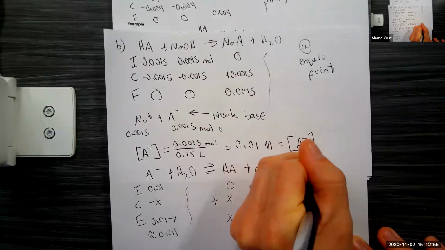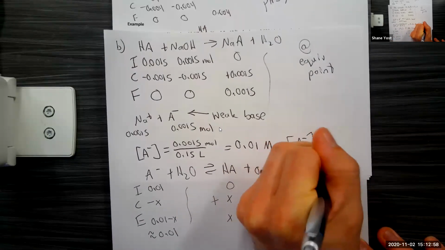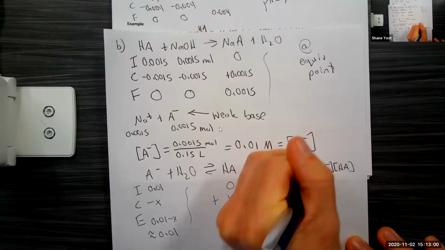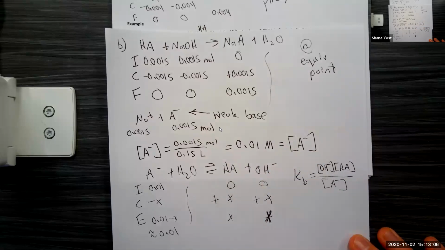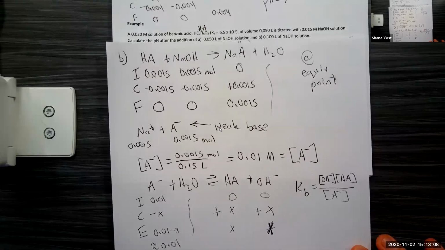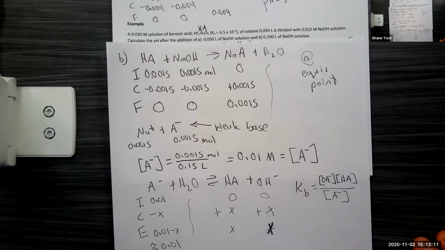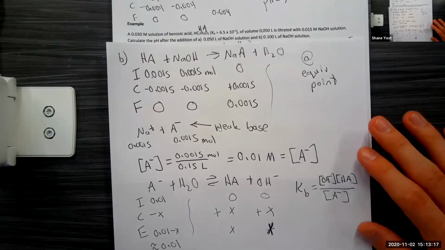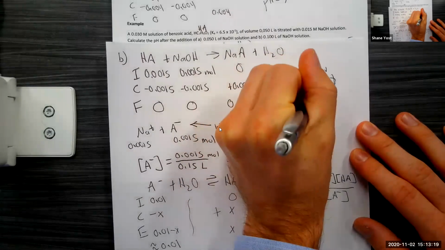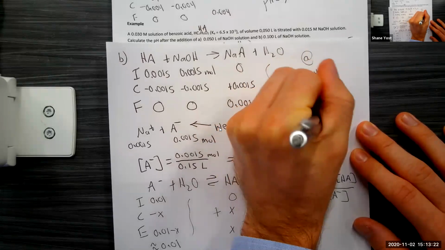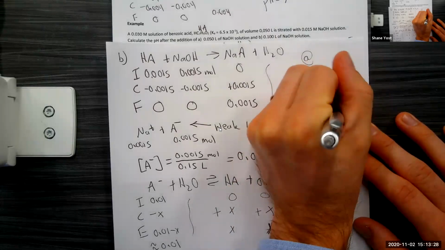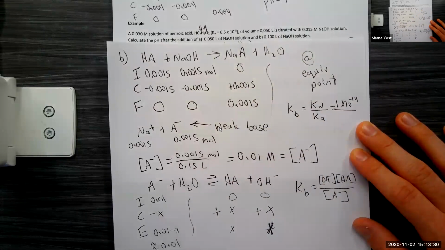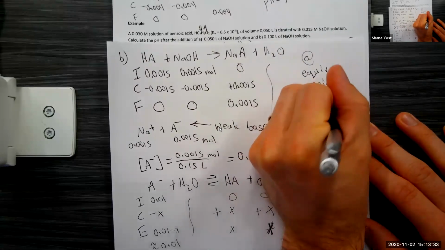Kb equals concentration of OH minus times concentration of HA divided by concentration of A minus, okay? Now the problem is, in this problem we're not given Kb. We're given Ka. So how do I calculate the numerical value of Kb? Exactly, from Kw divided by Ka, which is 1 times 10 to the minus 14, and then Ka in the problem is given as 6.5 times 10 to the minus 5.